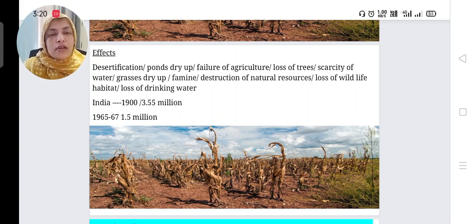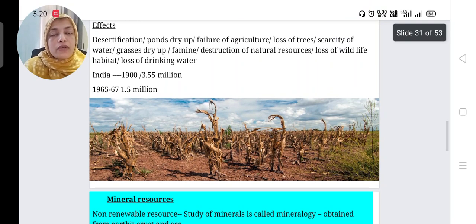In India, a major drought occurred in 1900. At that time, 3.55 million died. During 1965-67, there was also a great drought. 1.5 million people were affected at this time.